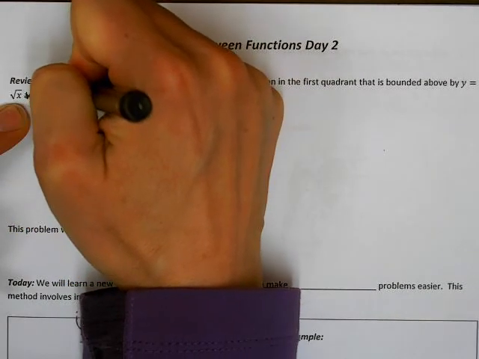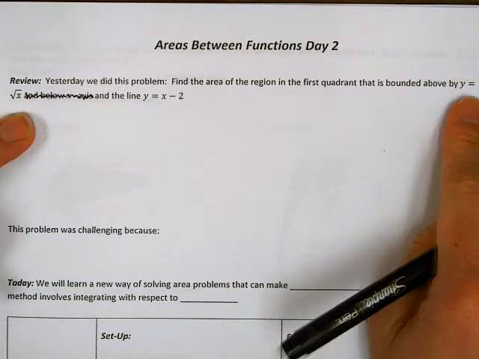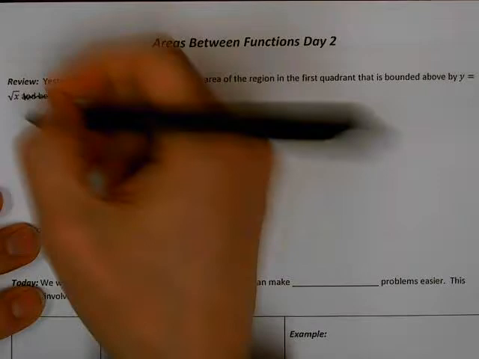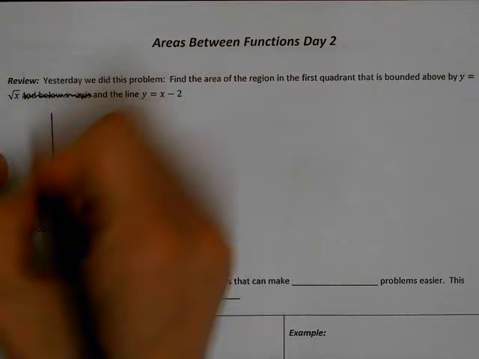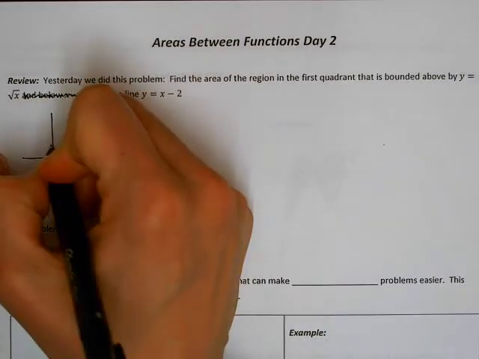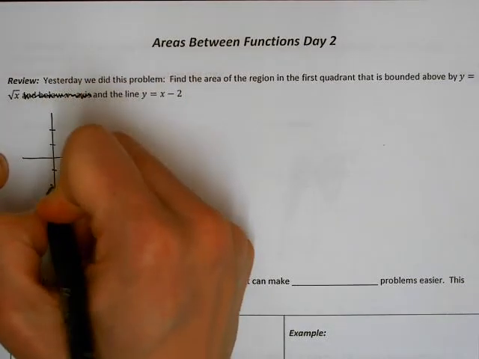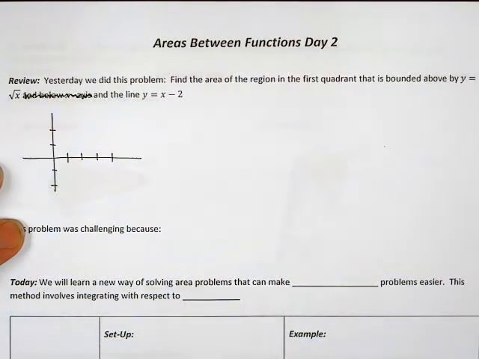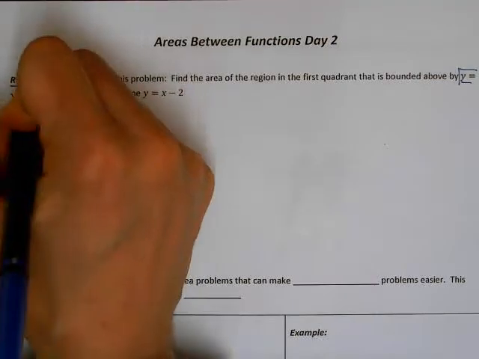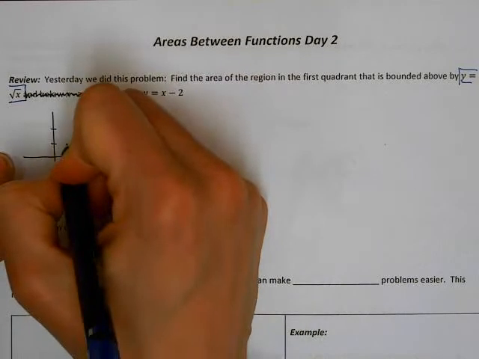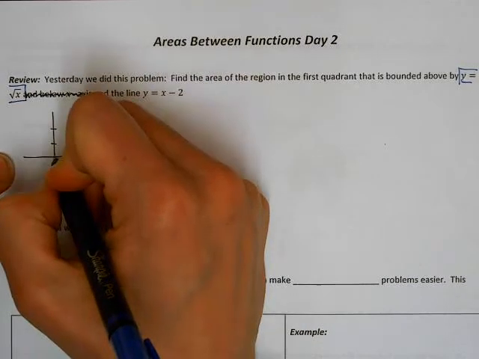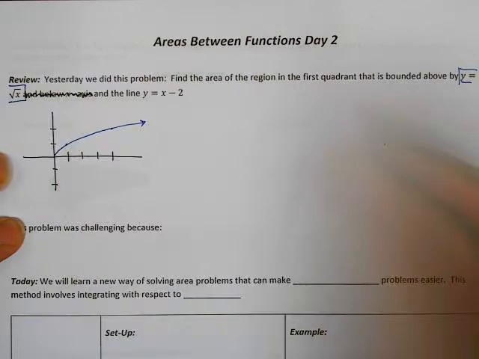Above by y equals square root of x and the line y equals x minus 2. So let's go ahead and see what this looked like here. Sketch a quick graph here to refresh our memories. So y equals the square root of x. I'm going to make that in blue here. So if I plug in 1, we get 1. Then I'm going to do 4, 2. So I've got this here.